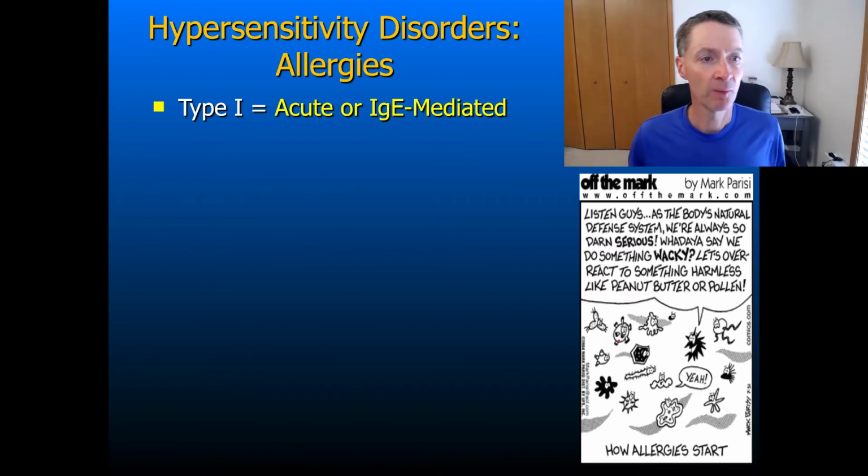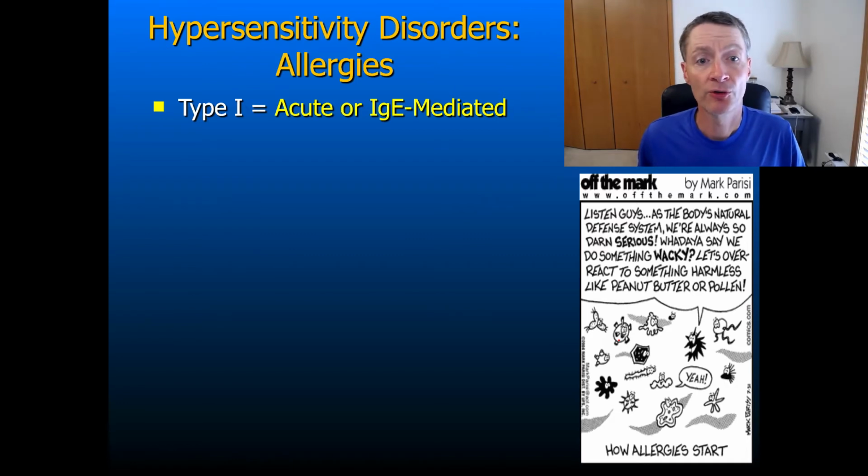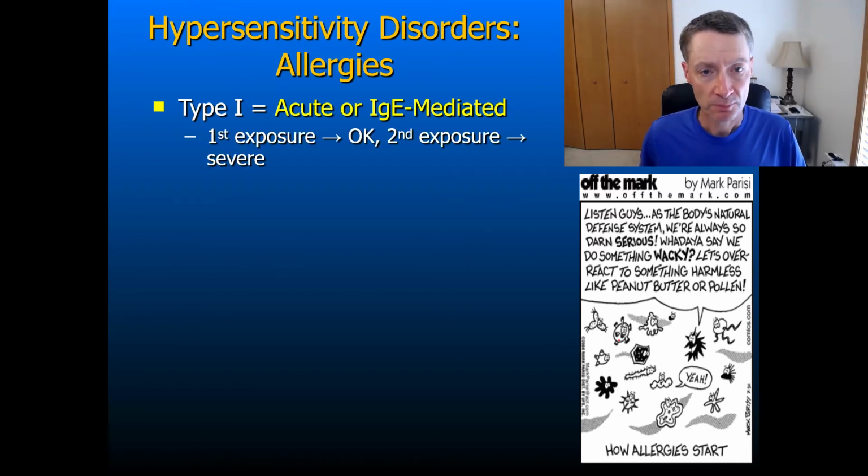So the first one that we should know about is type 1. Type 1, otherwise known as acute or IgE-mediated. Here, with a primary exposure, people are typically fine. A second exposure is typically much more severe. This makes sense if you think about normal primary and secondary exposures. We expect more antibodies to be produced in response to a secondary exposure. And it just goes up from there, right? When you go to third and fourth exposures.